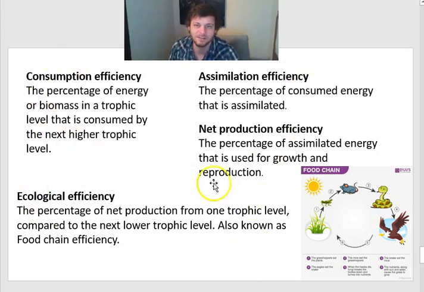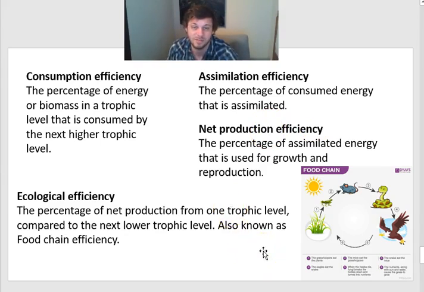And all these just kind of end up coming to this bigger idea of ecological efficiency. So that's the percentage of net production from one trophic level to the next. So how much of that consumed energy is used for the next level?